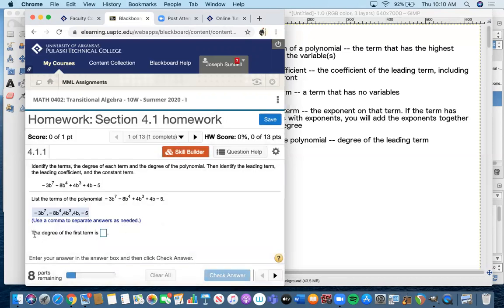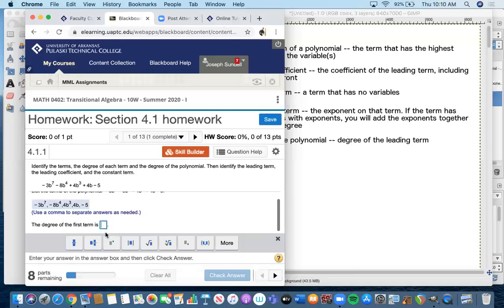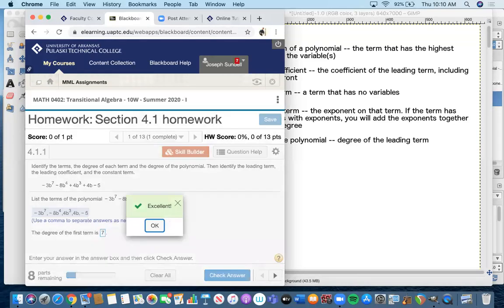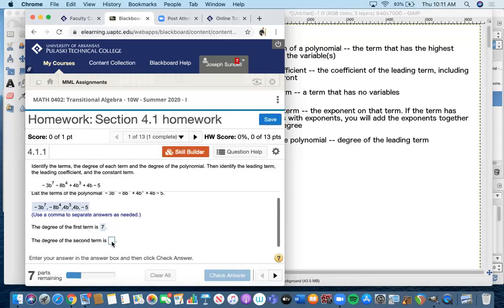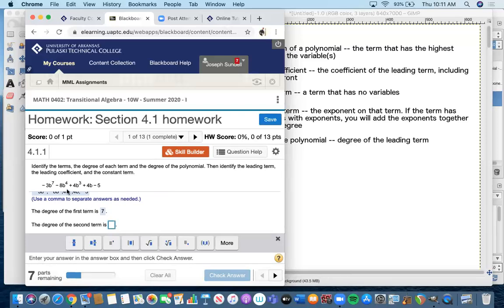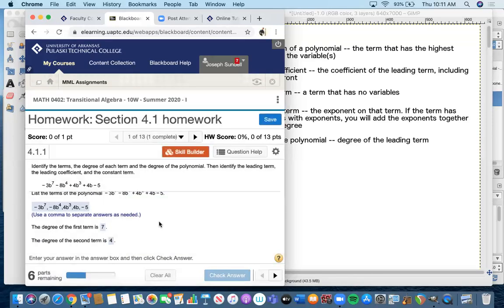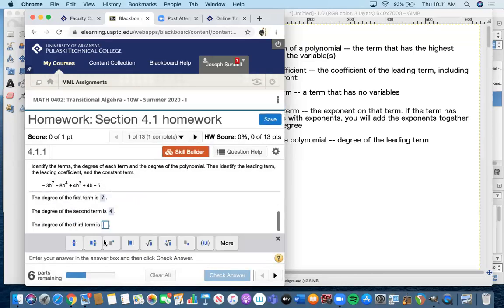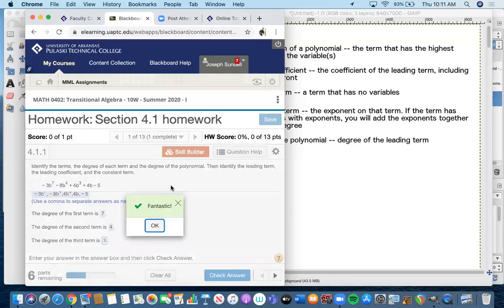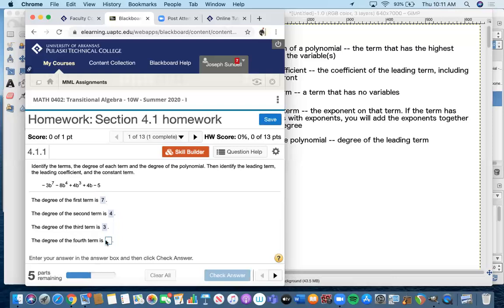Now it's going to have us list the degree of each term. So the degree of the first term, not necessarily the leading term, although in this case it is, but this first term here, the degree of that term is 7. I'm just looking at the exponent, and the exponent is 7. The degree of the second term is going to be the 4 on 8b to the 4th. The degree of the third term is going to be that 3 on 4b to the 3rd. So I'm just looking at the exponent. The degree of the fourth term.